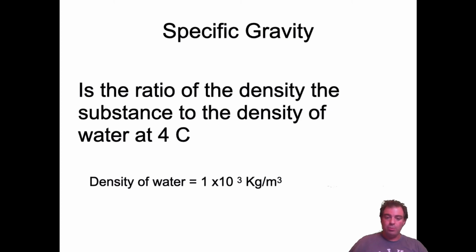This is one of those numbers that I need you to memorize. Once again, the density of water is going to be 1 times 10 to the third kilograms per meter cubed. So if they give you the specific gravity, the only thing you have to do is take that number and multiply it by the density of water, and you have the density of the substance in question. We're going to solve a lot more of those problems in class.